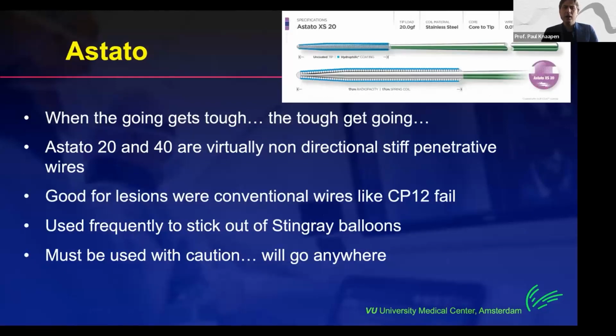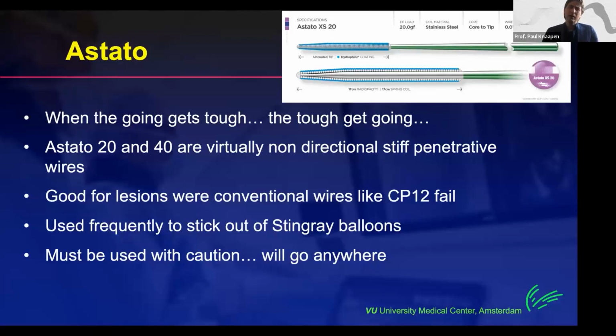Another that's not on the list is the Astato. It's much stiffer. So if you want to go beyond the Confianza Pro 12 or the Hornet 14, you sometimes need it. When the going gets tough, the tough get going. It's 20 and 40 grams. They're basically non-directional, but they poke pretty good.